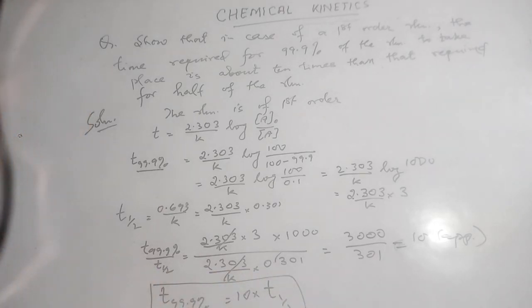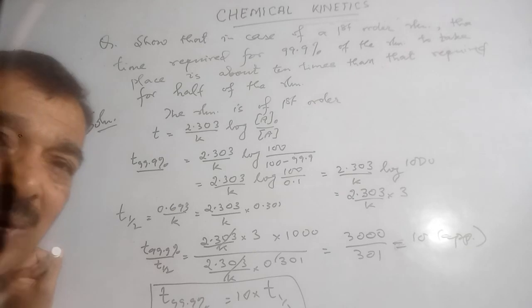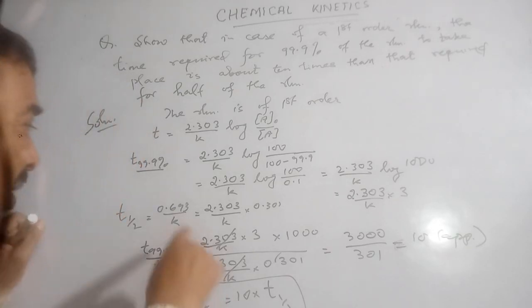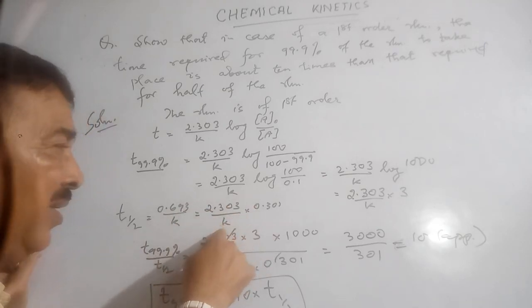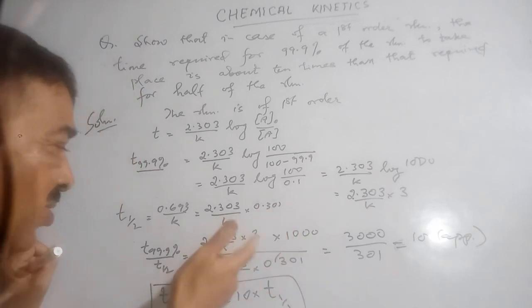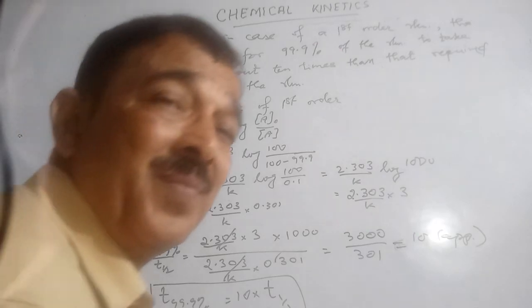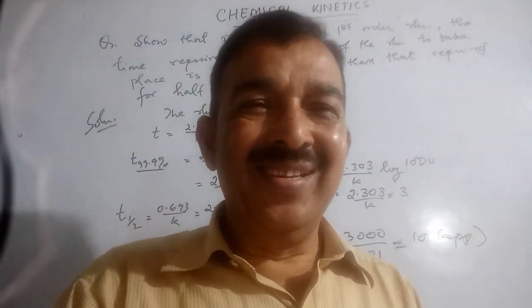So in this way, if we take the value of T half as 0.693 by K, the calculation is a bit lengthy. But if this is converted into 2.303 by K log 2, which is 0.3010, then these two get cancelled and we get the answer. So I hope it is clear to you.